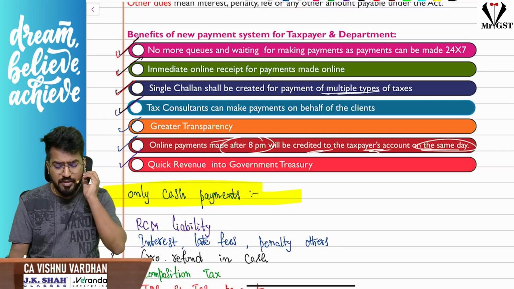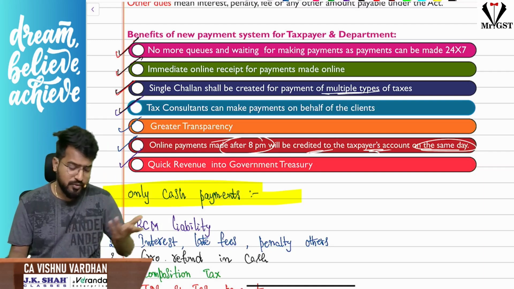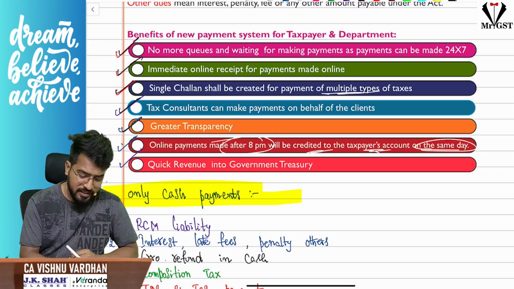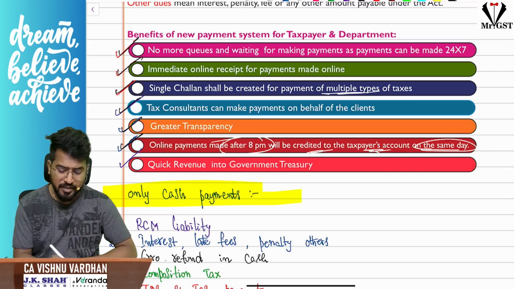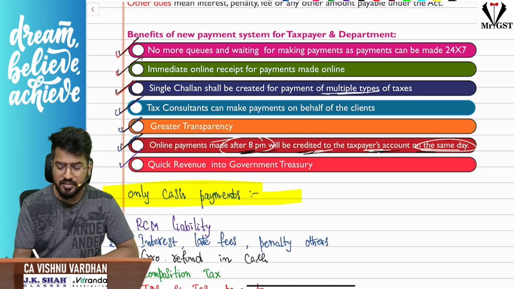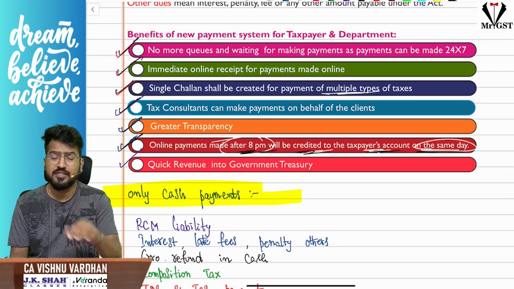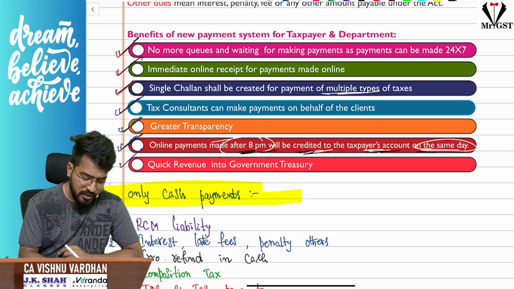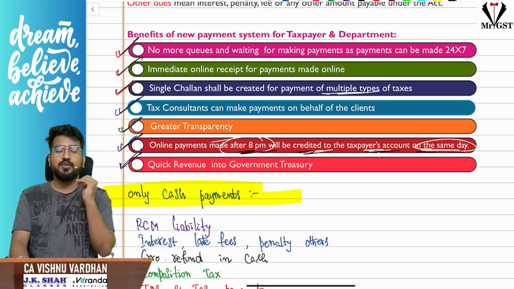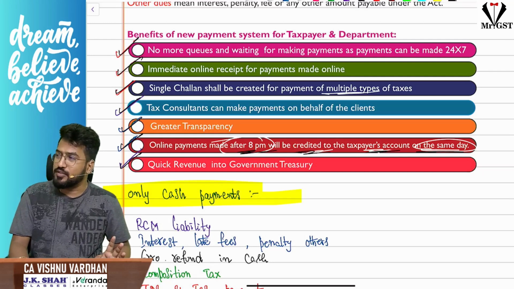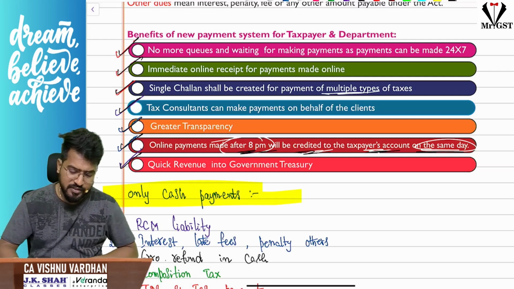Tax consultants can make payments on behalf of the clients. Earlier also we were doing, now also we are doing. Greater transparency. Online payment made after 8 p.m. will be credited to the taxpayer's account on the same day. That is only for some banks; all the banks are not providing that. And one important advantage is quick revenue to the government treasury. That is what the benefits. Okay, right.